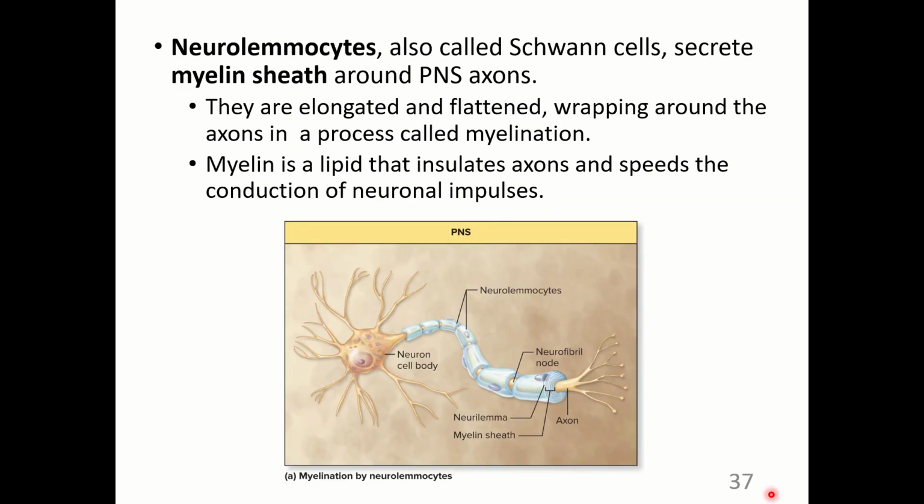Neurolemmacytes, also called Schwann cells, secrete myelin sheath around the peripheral nervous system axons. They are elongated and flattened, wrapping around the axons in a process called myelination. Myelin is a lipid that insulates axons and speeds the conduction of neuronal impulses. So these are similar to the oligodendrocytes of the central nervous system. The neurolemmacytes form the myelin sheath of the peripheral nervous system.